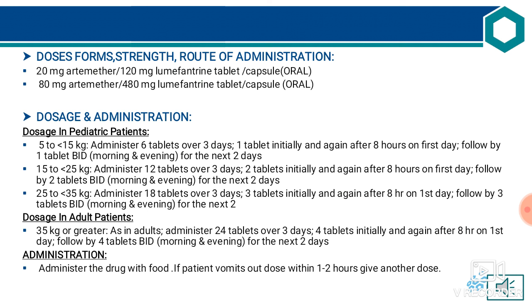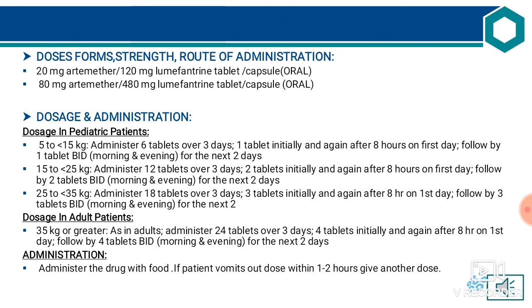Dosage and administration. Dosage in pediatric patients is divided according to their weights. For 5 to 15 kg, administer 6 tablets over 3 days: 1 tablet initially and again after 8 hours on the first day, followed by 1 tablet BID, morning and evening, for the next 2 days.